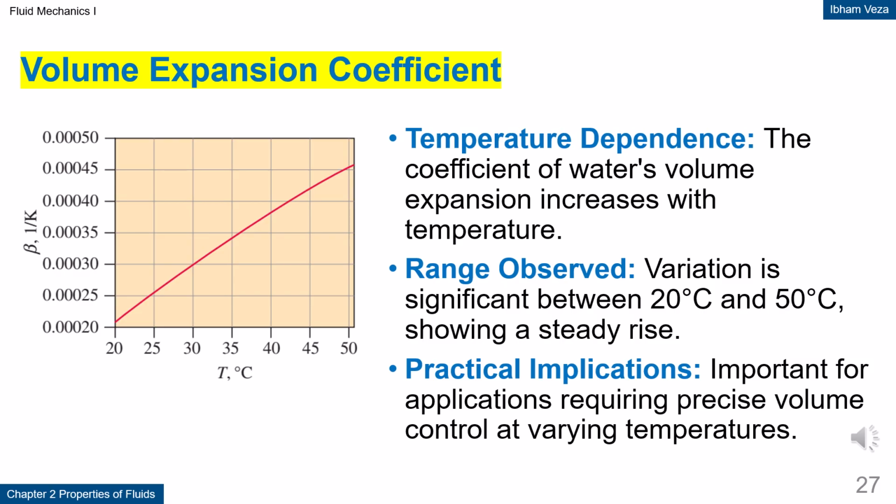Volume expansion coefficient of water increases as temperature rises. The graph shows that this change is quite significant between 20 degrees Celsius and 50 degrees Celsius. This means the sensitivity of volume to temperature also increases. In precision systems, even small changes must be considered. This data is important for calculations involving liquids over a wide temperature range.